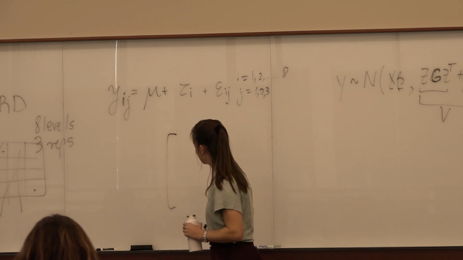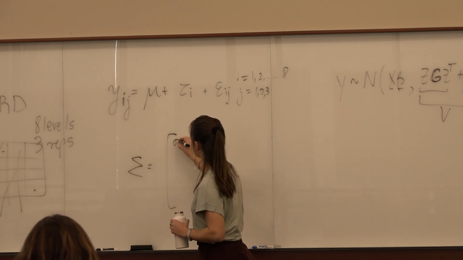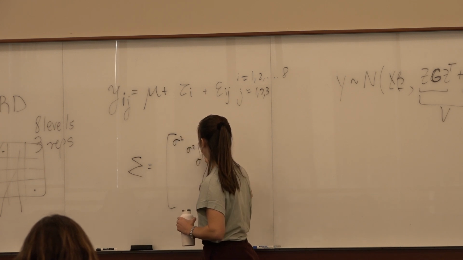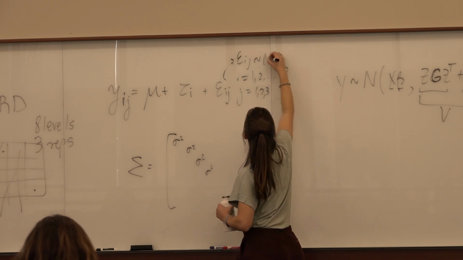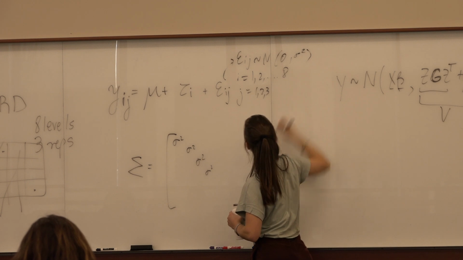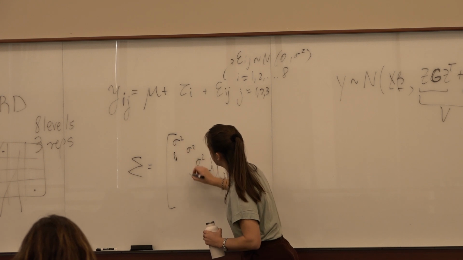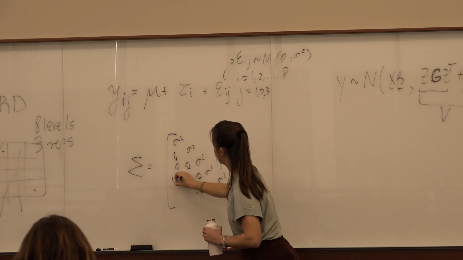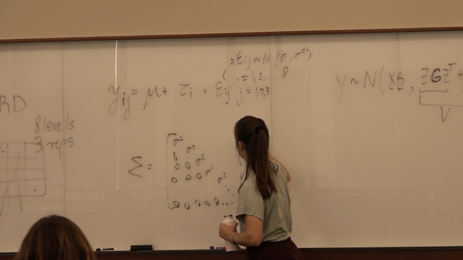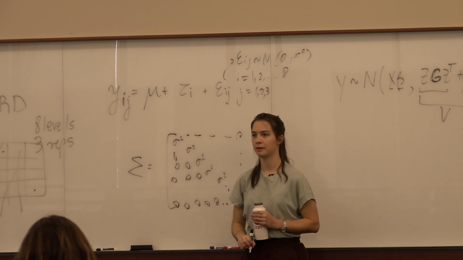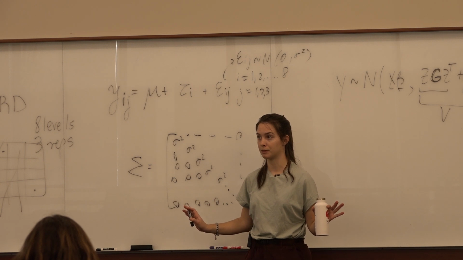The variance covariance matrix looks like this. Sigma squared in the diagonal, because what's missing here is the distribution of the residuals, right? And all these off-diagonals are zeros. Right? Because we are assuming independent observations.